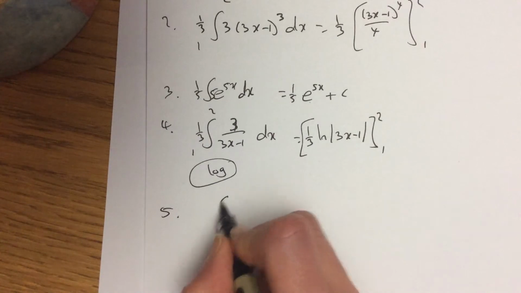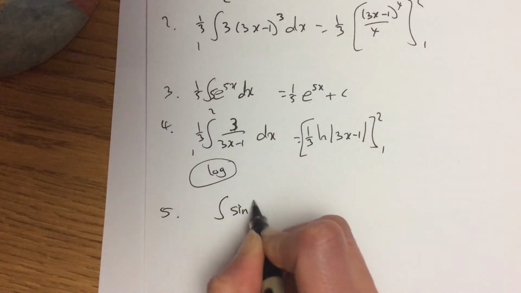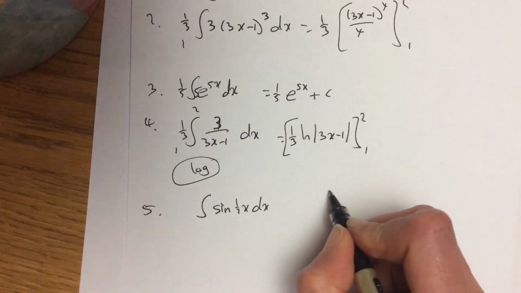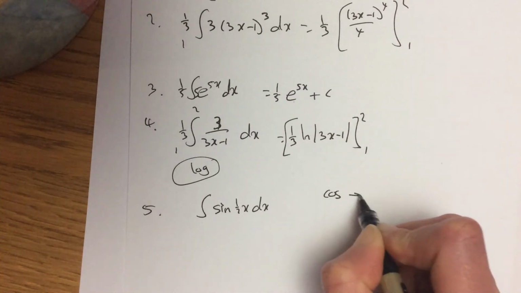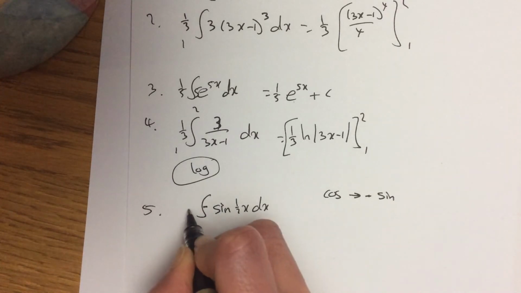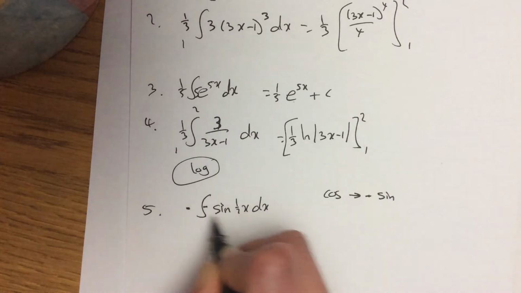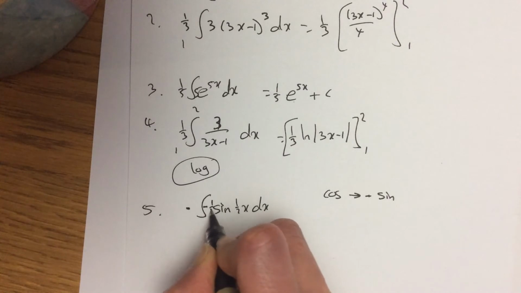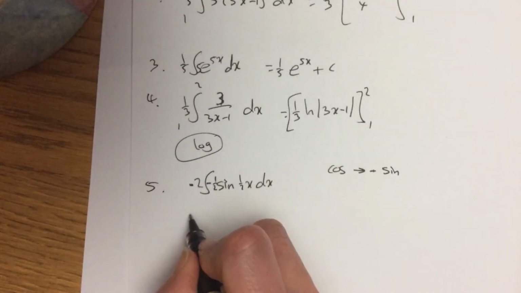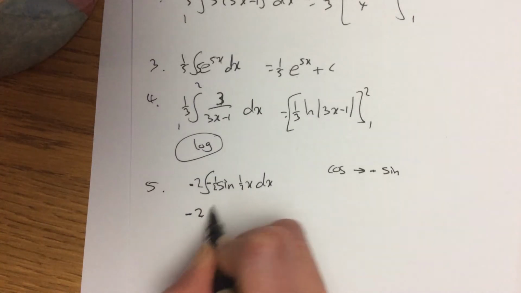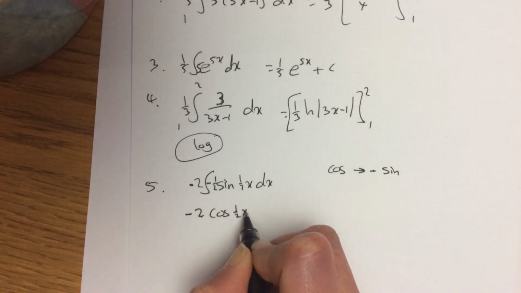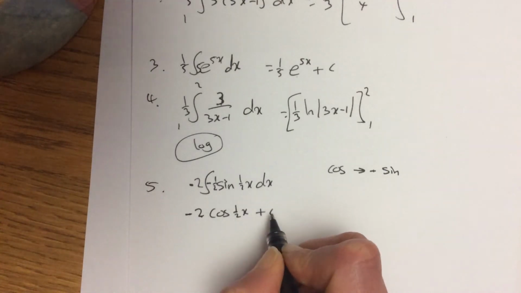Number 5, integrate sine a half x dx. Okay, where did sine come from? If you differentiate cos, it goes to minus sine. So it has to be a minus in front, so balance outside. You must have the derivative in front, and you balance outside with a 2, because that will make it turn back to a 1. So when you're integrating, you go back to the cos, the derivative disappears, and don't forget your c.